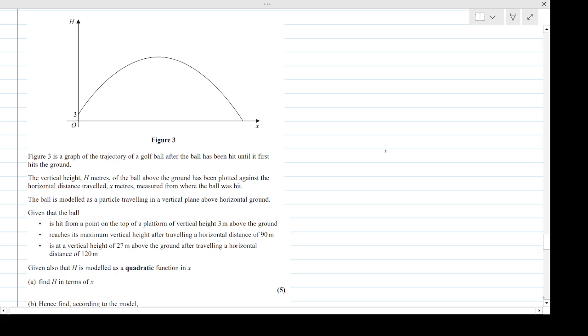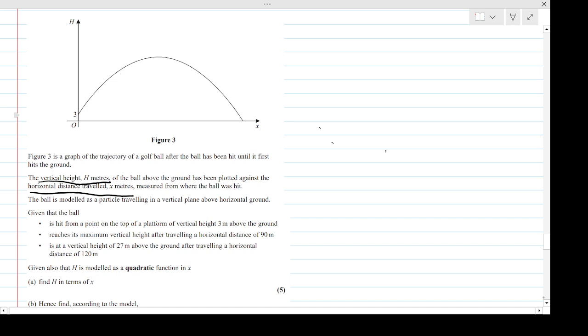We're given that figure 3 is a graph of the trajectory of the ball after the ball's been hit until it first hits the ground. The vertical height, again I'm going to underline it, h meters of the ball above the ground is plotted against the horizontal distance, x meters. Again, pretty similar. The ball is modelled as a particle, which is very early on in the course. I'm not going to talk about that now, but the ball is modelled as a particle travelling in the vertical plane. Again, that's just saying it goes up, basically, above horizontal ground.